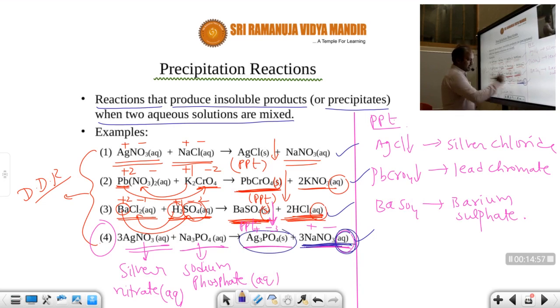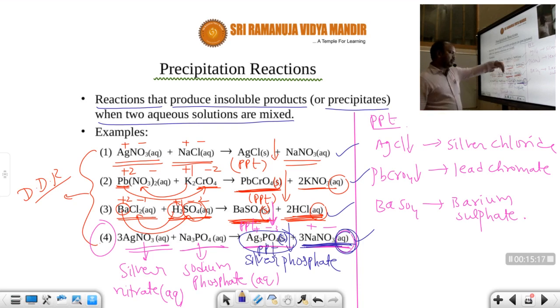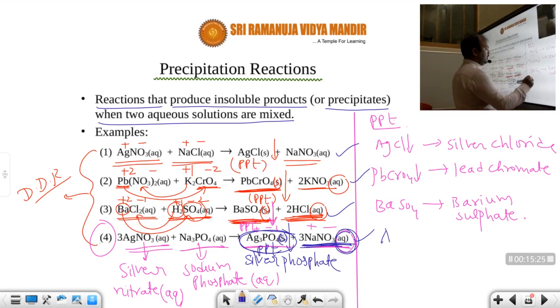But in the case of Ag3PO4, that means silver phosphate, within the bracket what will be given? S will be given. That means it is an insoluble salt. That's why it is considered as a precipitate. Whenever precipitate will be there, you have to mark a downward arrow. So which is the precipitate here? Ag3PO4. This is called precipitate.